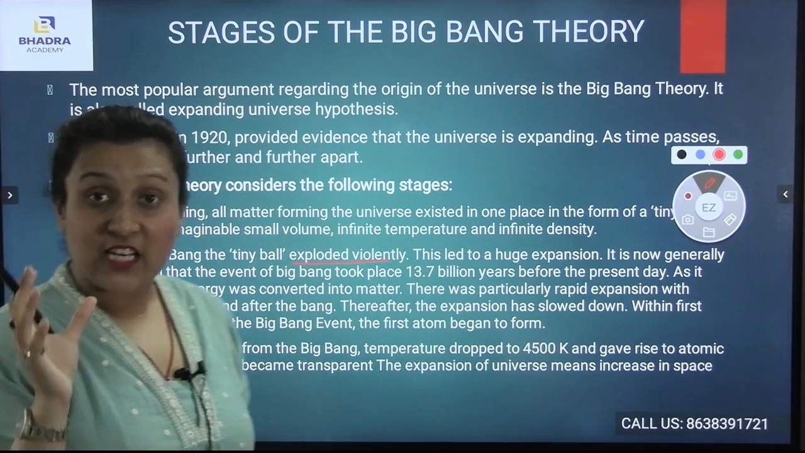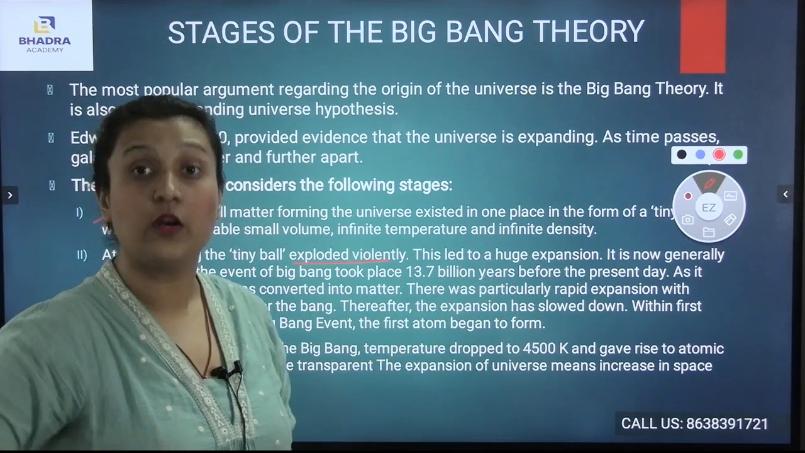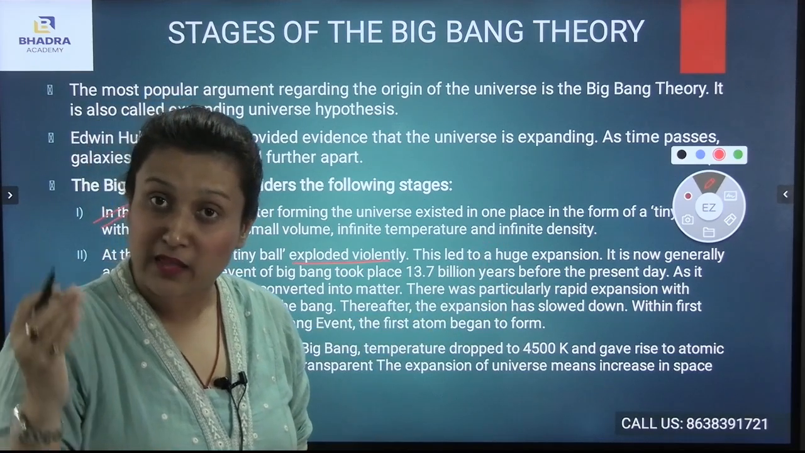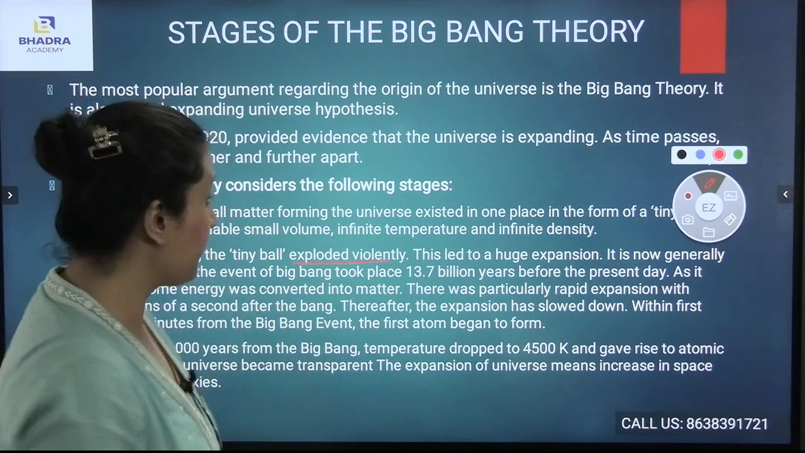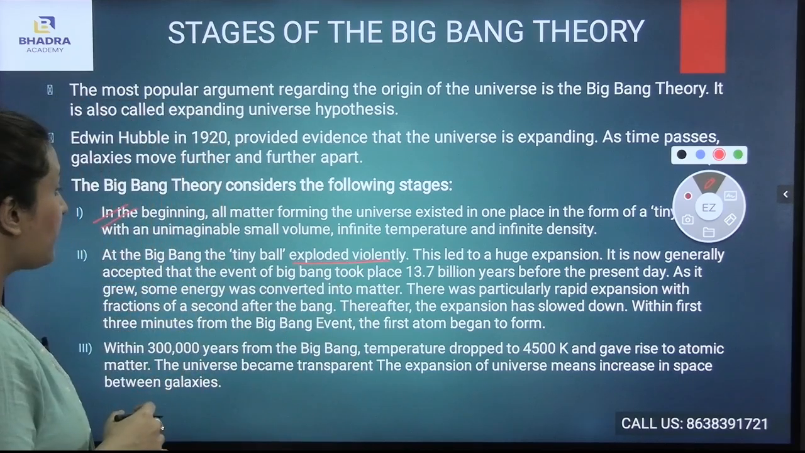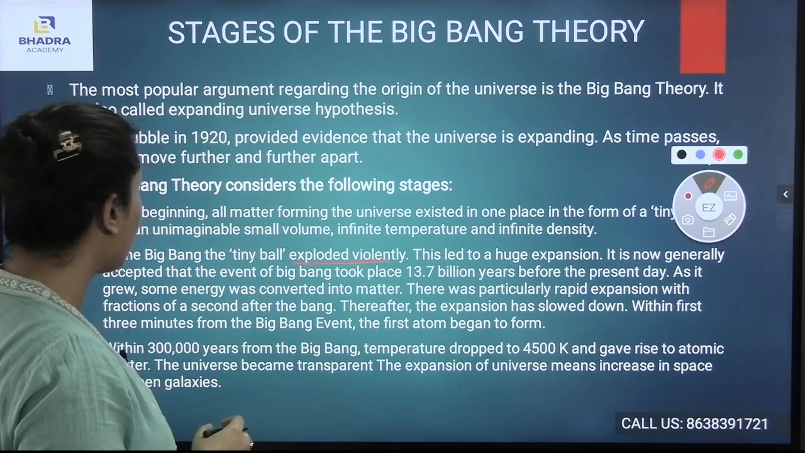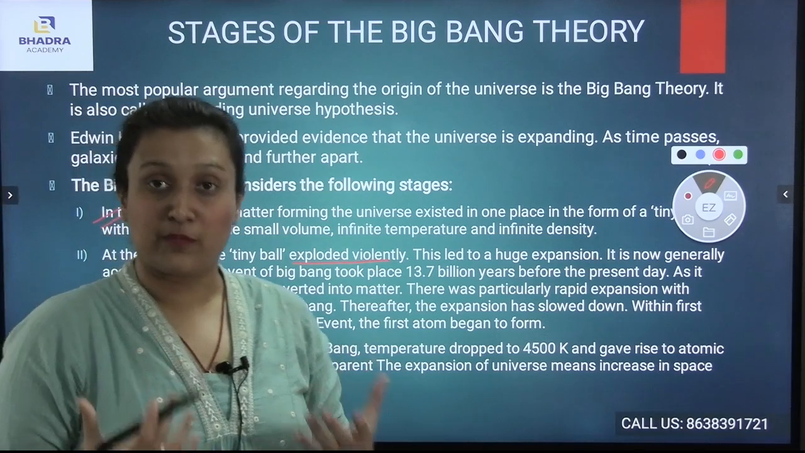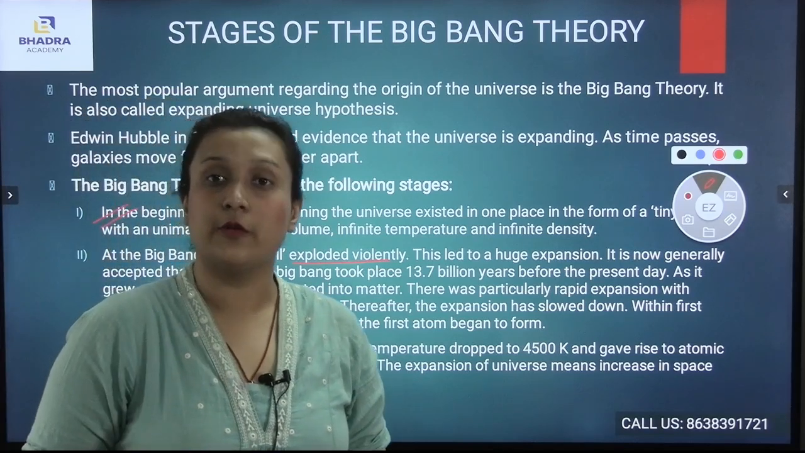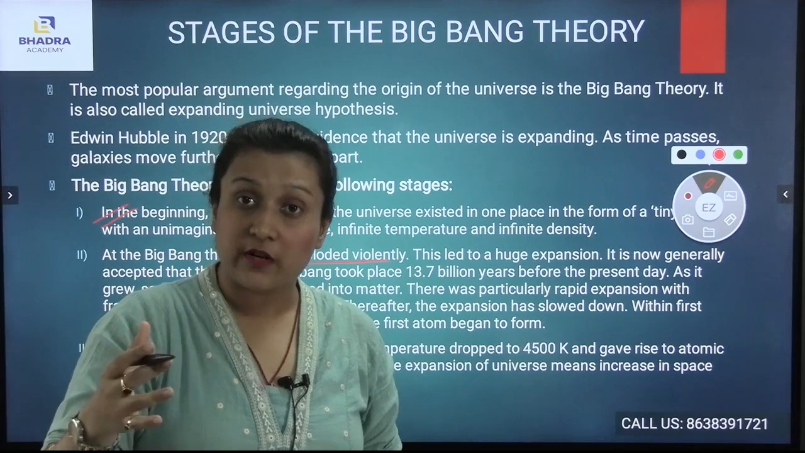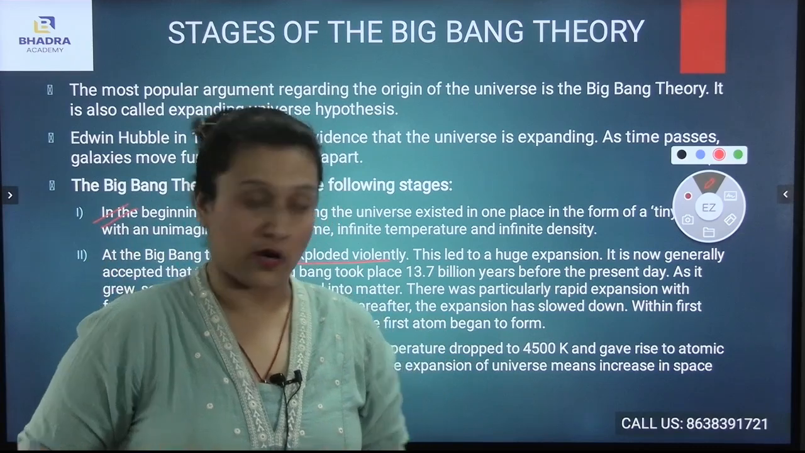That tiny ball, which had infinite density and infinite temperature, exploded 13.7 billion years ago, and this led to the Big Bang. As it grew, some energy was converted into matter. There was particularly rapid expansion within fractions of a second after the bang. As a result of the explosion, some of the energy was converted into matter, and this slowly formed into planets and stars.